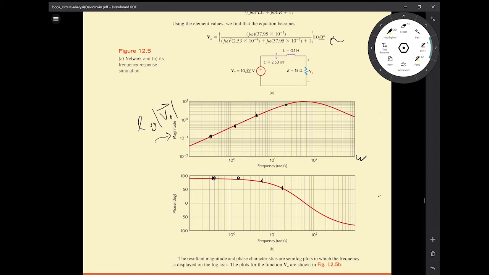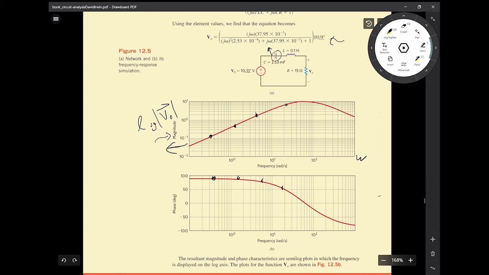Notice that at lower frequencies, what happens? At lower frequencies, the capacitor impedance goes higher, right? It almost approaches an open circuit, right? So the impedance of this capacitor will be much higher than this R. So the voltage dwindles, right? It becomes lower and lower as we go smaller in frequency.